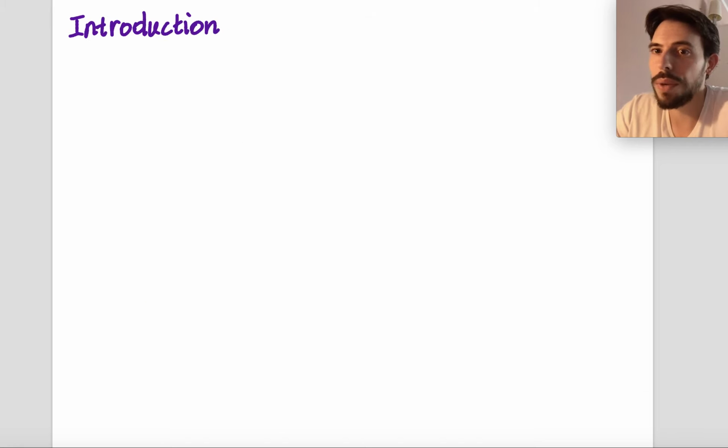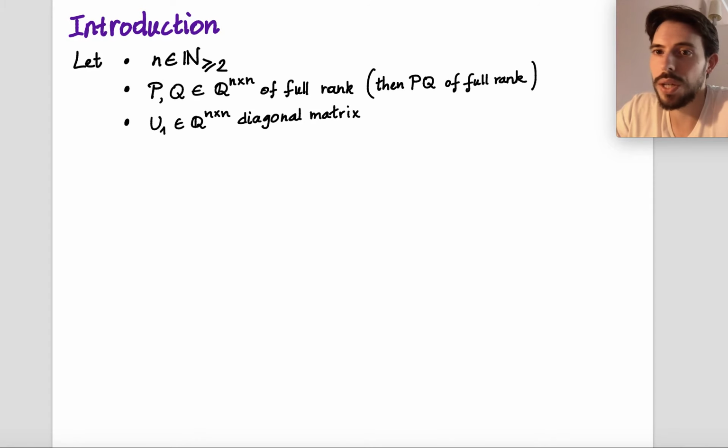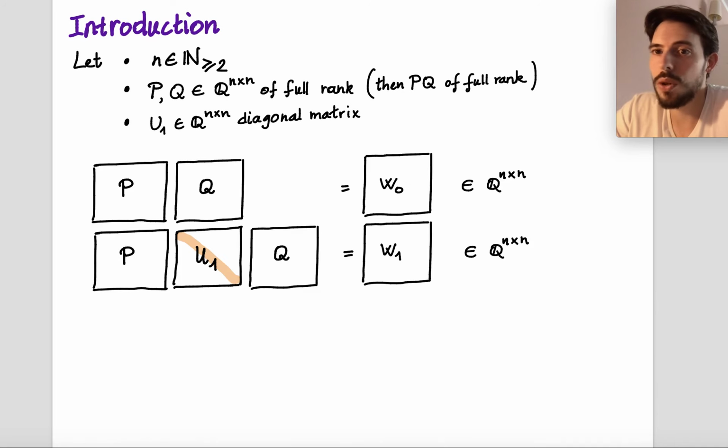As introduction for my talk, I consider the following setting. Let n denote an integer that is at least 2, P and Q rational n by n matrices of full rank, and U1 a rational n by n matrix which is diagonal. Further, according to the following sketch, we denote by W0 and W1 the product matrices P times Q and P times U1 times Q respectively. These are now n by n rational matrices, and we are interested in solving the following problem.